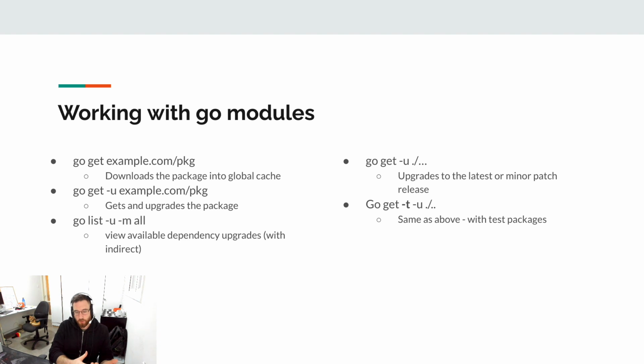Go get -u upgrades a dependency that I already have. Go list -u -m all shows me all the available dependencies that I have in my go mod file. Go get -u just upgrades all the dependencies to the latest minor or patch version. And go get -t -u does the same thing, including my test dependencies.